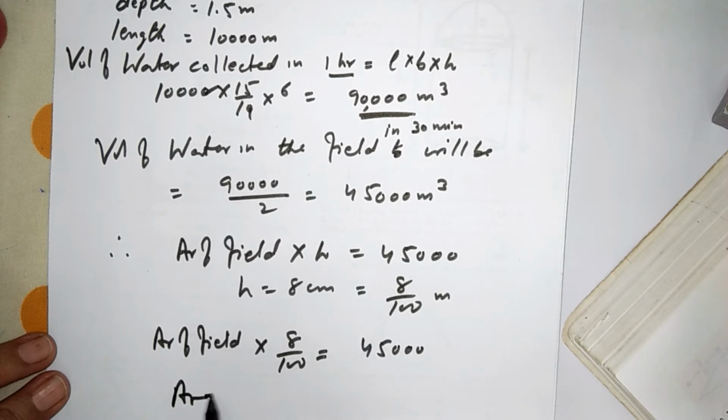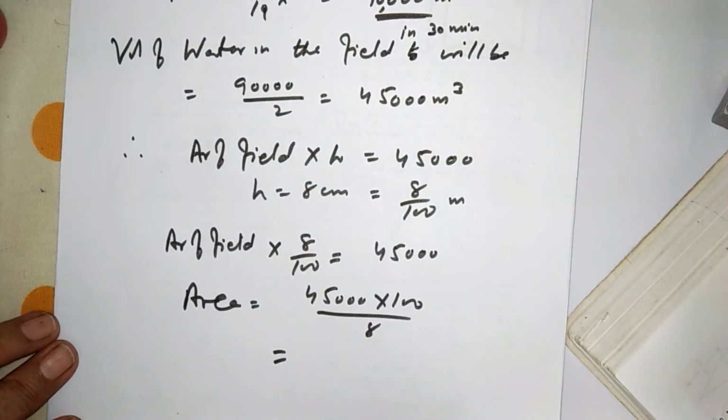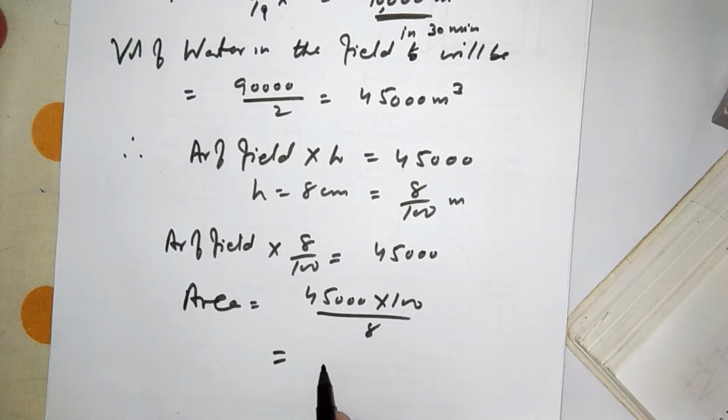So area will be 45,000 into 100 upon 8. Reduce this, you will get, multiply, divide by 8, however you cancel, this will come out 562,500 meter square. This is area, so it will be in square.